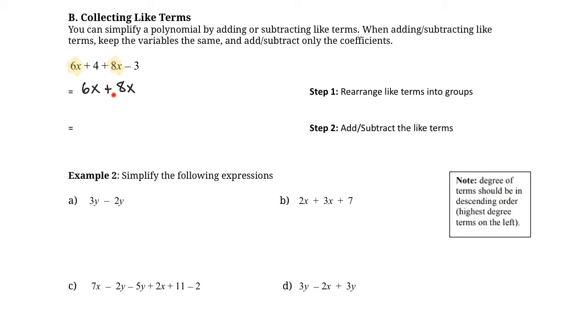So the 8x is a positive, and this is a positive 6x. There's nothing in front of it. There's no sign or operation there. So we just take it to be a positive.